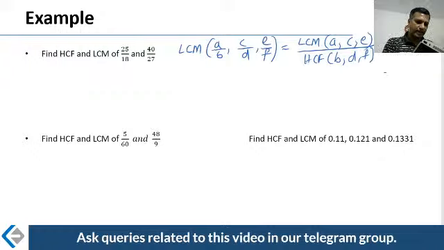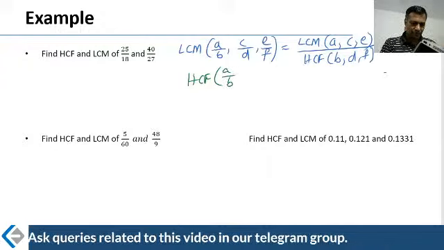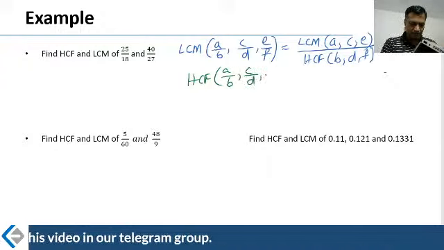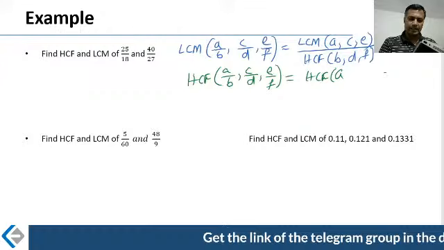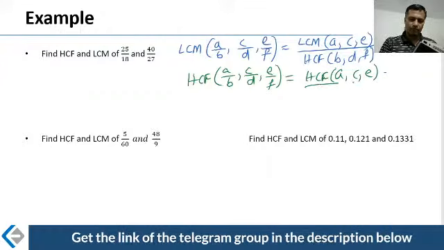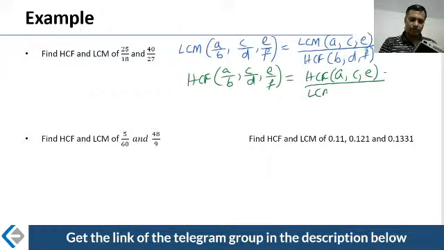What about the HCF itself is the question. The HCF of the same fractions. Fraction means there is a numerator and a denominator. So the HCF of the fractions A by B, C by D, E by F: find the HCF of the numerators, that is A, C, and E, and then find the LCM of the denominators, that is B, D, and F. Let's take a simple example to illustrate this fact.